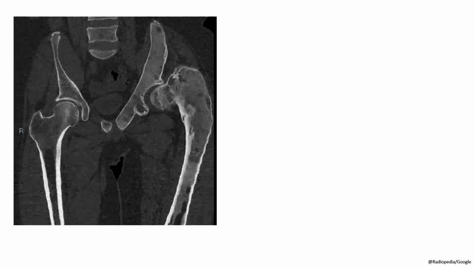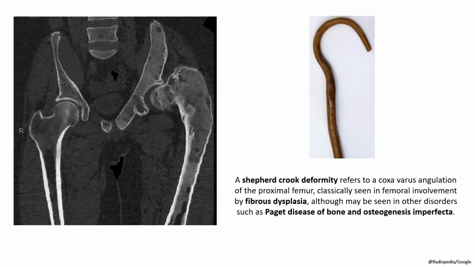Which sign is this? This is Shepherd's crook deformity, which is because of involvement of femur by fibrous dysplasia, and it can also be seen when Paget's disease or osteogenesis imperfecta affect femur. So this is Shepherd's crook deformity.